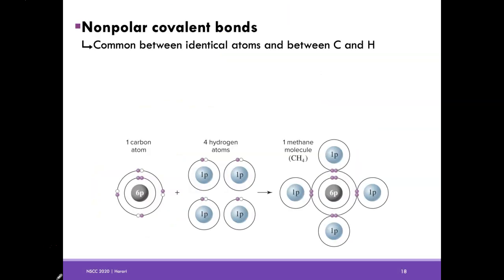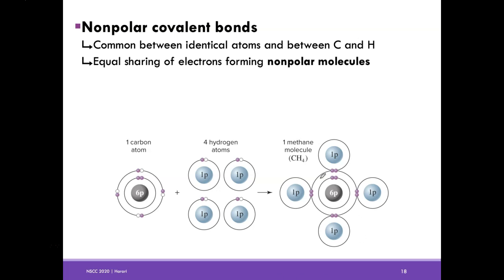So nonpolar covalent bonds are very common between identical atoms or between carbon and hydrogen. So methane, for example, you have 1 carbon atom that has 4 vacancies. You have 4 hydrogen atoms, each with 1 vacancy. They come together to form 1 methane molecule. And carbon and hydrogen are not really greedy for electrons, so electrons are shared equally. Therefore, we can draw 4 covalent bonds. Each of those lines I drew were covalent bonds.